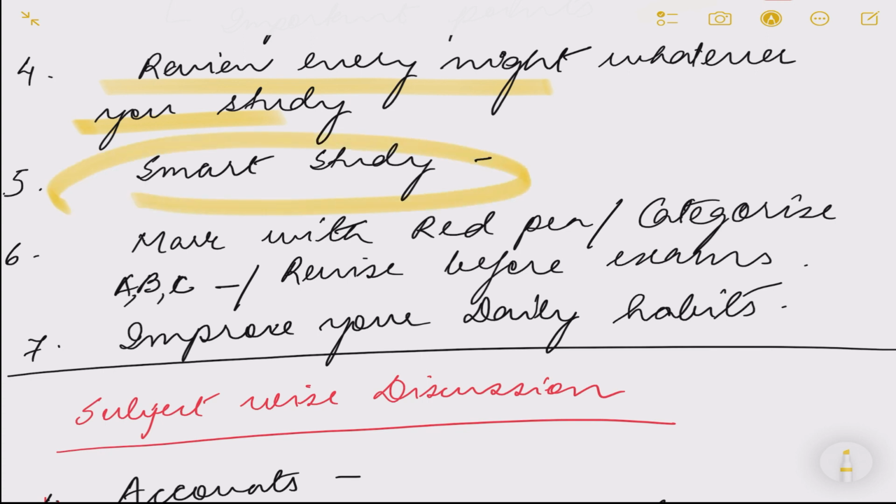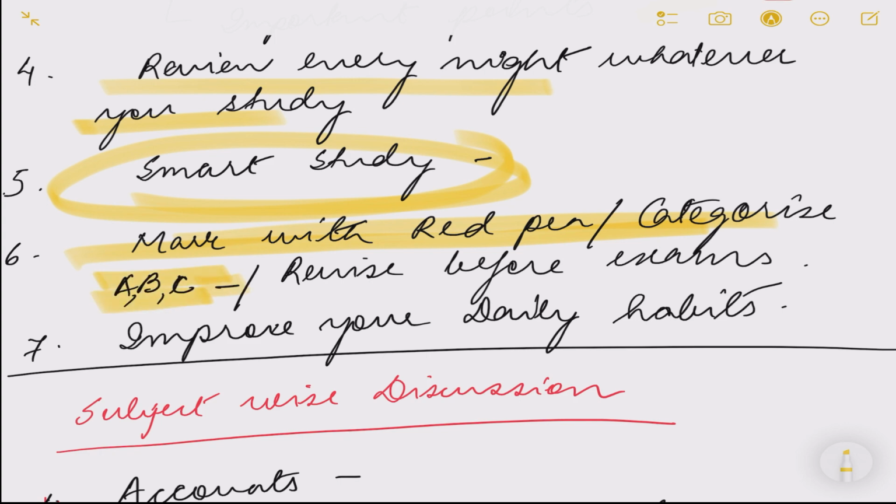Basically, smart study is very, very important for this course. Just by reading and practicing won't do. You have to be very smart in choosing the topics, in choosing the sums which are important, in choosing the time in which you should study and you should not. When you are studying, mark with red pen, categorize your topics A, B, C and revise before your exams accordingly.